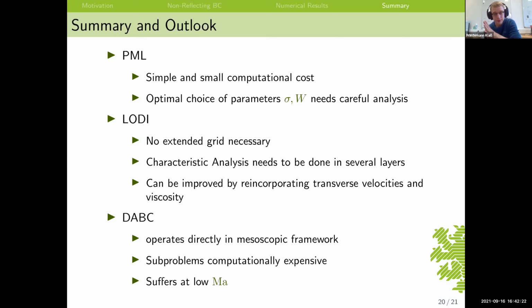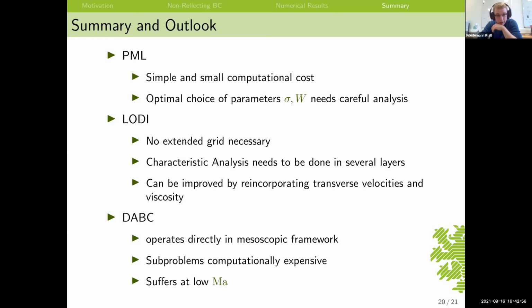So it's not clear how to choose them in the best possible way. The Lodi boundary condition has the nice feature of not relying on a grid extension. It's just relying on a characteristic analysis. That, however, needs to be done in several layers for the multi-speed approach. And I have mentioned before, we also have some freedom on how to treat these several layers in a meaningful way. And I believe also at this point, more research needs to be done.